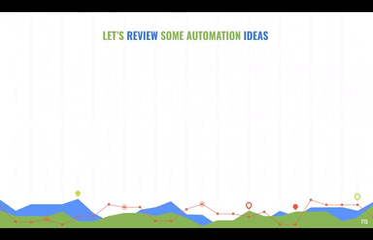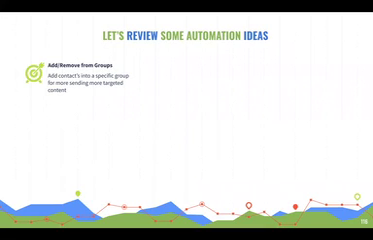Some ideas for automation that we can review. For example, you can move or add contacts from a group. So you can add these contacts into a specific group for target content, for your sales reps to follow up, to streamline. Moving contacts between groups is a really great way to help filter and sort them.